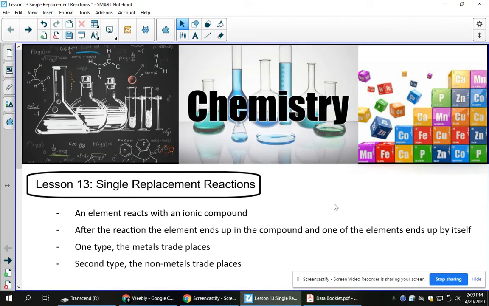Hi guys, today we're doing lesson 13 on single replacement reactions.